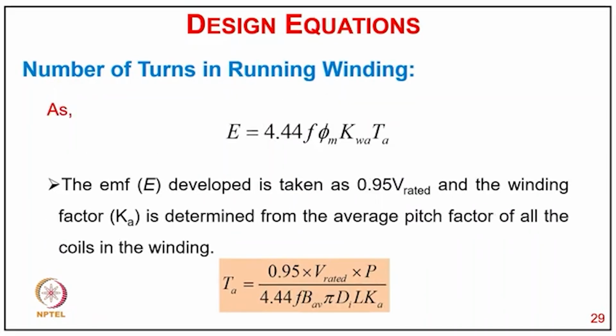Now going again to the relation of induced EMF, 4.44 f φm kwa, for the number of turns in the running winding or auxiliary winding. Its induced EMF is equal to 0.95 V rated. Similarly, we calculate for the auxiliary winding. So we say Ta equals 0.95 V rated divided by 4.44 f φ kwa.